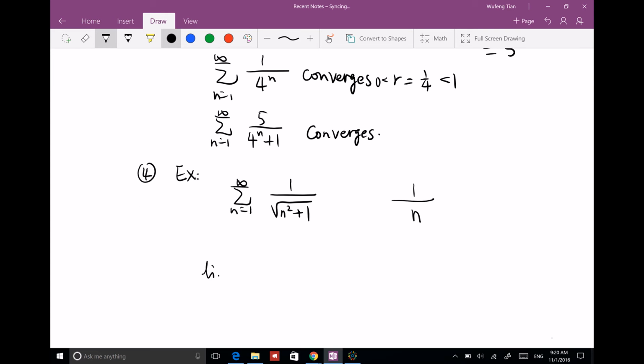Let's see. Limit as n goes to infinity of 1 over n squared plus 1, divided by 1 over n. So you get the limit as n goes to infinity of n over n squared plus 1. You may think, oh, do I use L'Hopital's rule? You don't have to. Question? Yeah, Lacey, what do you think?